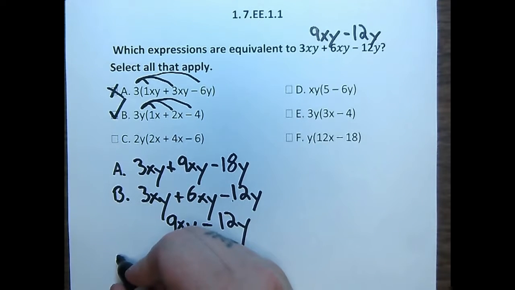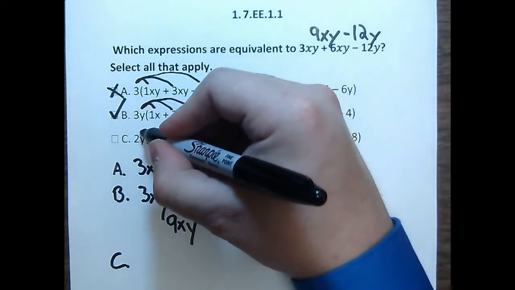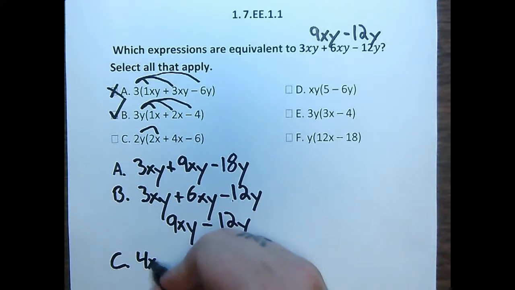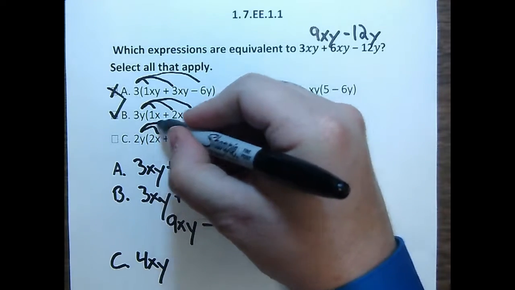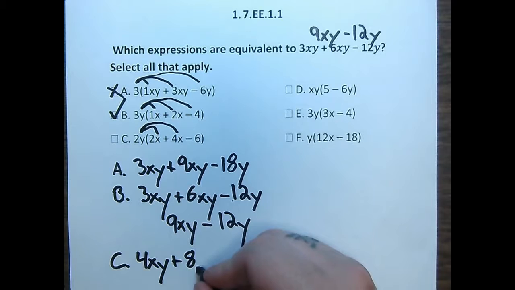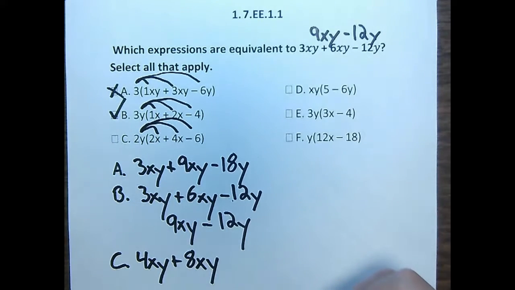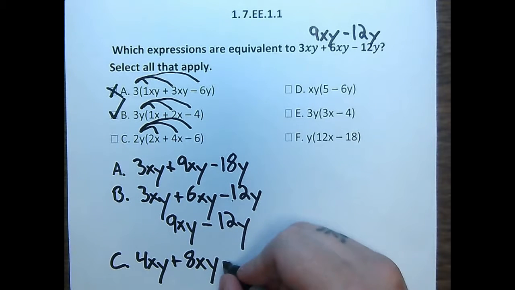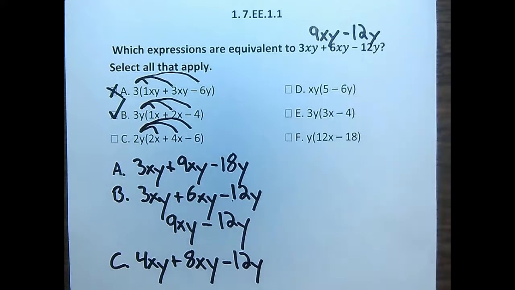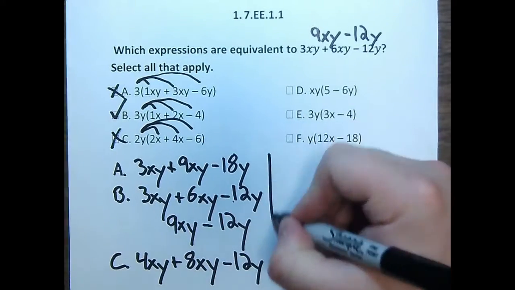Now we'll try C. So C, we have a 2y, and we got to times that by a 2x. That will give us 4xy. Now we have a 2y times a 4x, and that gives us 8xy, and then a 2y times a negative 6. We'll worry about our sign, so that's negative, and then 12y. So the negative 12y looks like it's going to work, but we know 4 plus 8 is 12, and we're looking for 9, so that cannot be right.